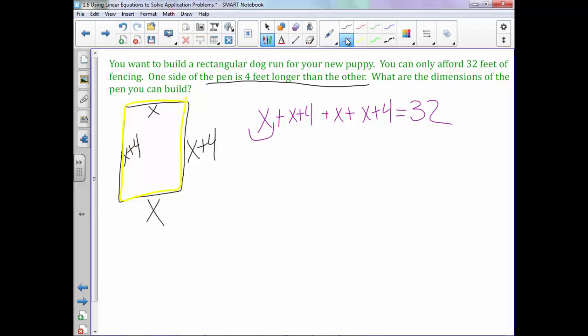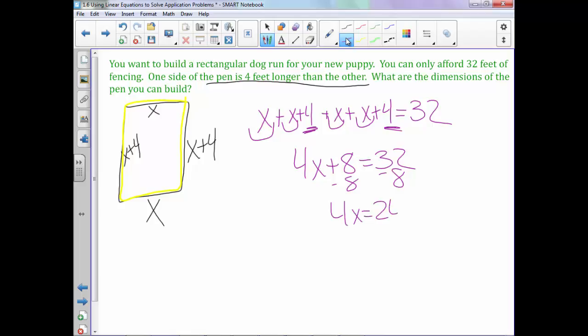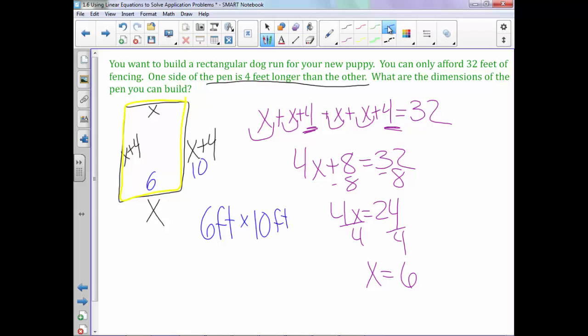When we combine all of our x's, we've got 4x. When we combine our 4's, plus 8. Subtract our 8. 4x equals 24. Divide both sides by 4, and x equals 6. But we want the dimensions of the whole pen. So that means this is 6 and this is 10. So the dimensions are 6 feet by 10 feet.